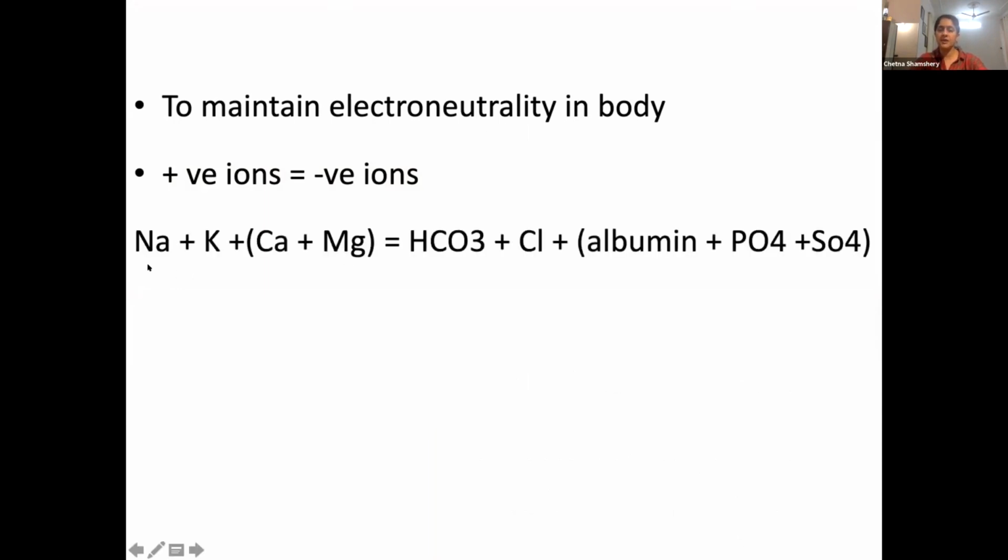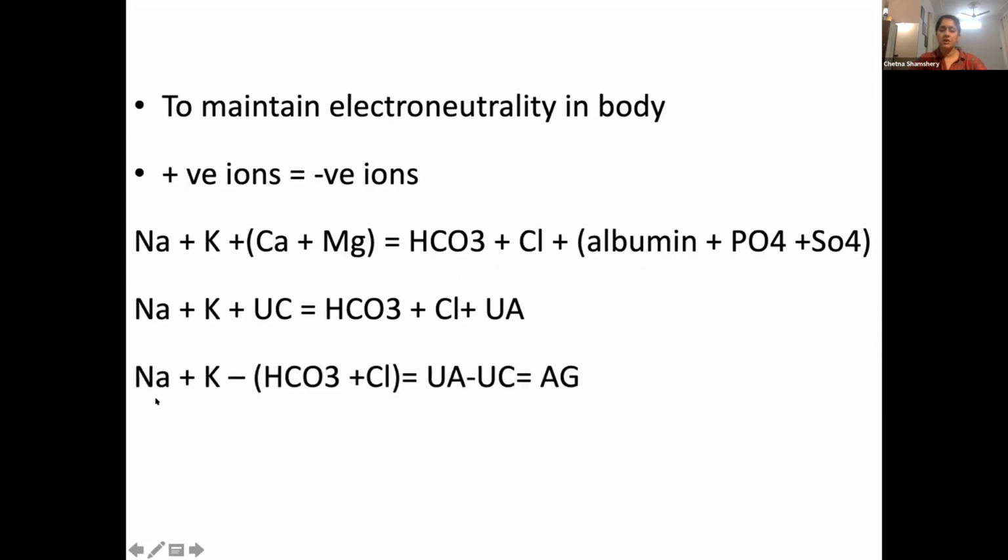So all the positive ions like sodium, potassium, calcium, magnesium in the body have to be equivalent to bicarb, chloride, albumin, phosphate, sulfates, etc. What we usually measure is sodium, potassium, bicarb, and chloride. So calcium and magnesium become the unmeasured cations, and albumin, phosphate, sulfate become the unmeasured anions. We rearrange this equation: sodium, potassium minus bicarb and chloride is equal to unmeasured anions minus unmeasured cations.